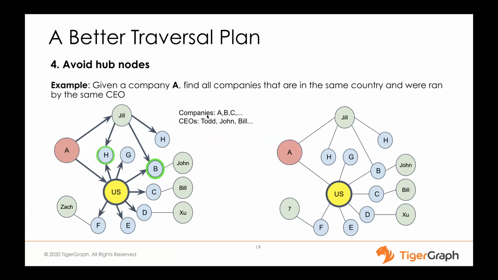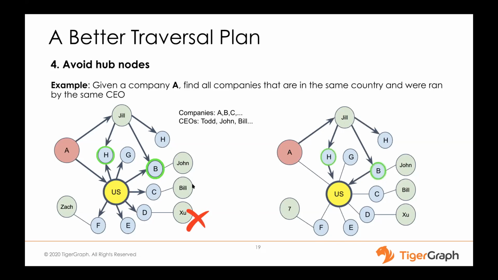Okay, good. So in this case, E and H were selected because they share the same CEO and the country. However, you can see this many vertices and edges were traversed because US can be a hub node, having like 14 million companies in the US. Alternatively, if we optimize this plan a little bit, say we start from A and traverse to the CEO first, and then also find other companies being run by Jill. Then we check which of those companies, like H and B, are domiciled in the US. You can see this way we traverse way fewer edges than the previous traversal plan.